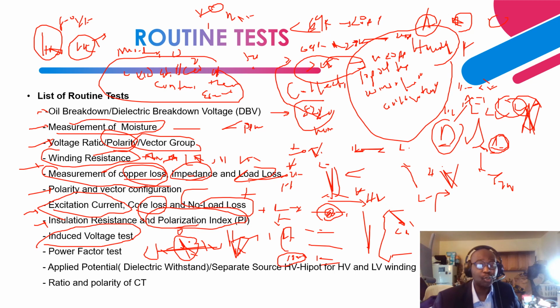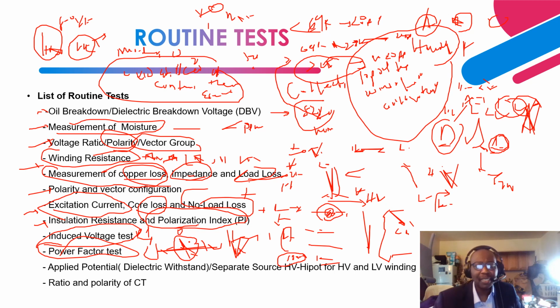The purpose is to determine all the major and minor insulation components and make sure that there is no degradation in them. Furthermore, for a new transformer, that is when PD monitoring is also done. Then power factor testing, that is the tan delta.